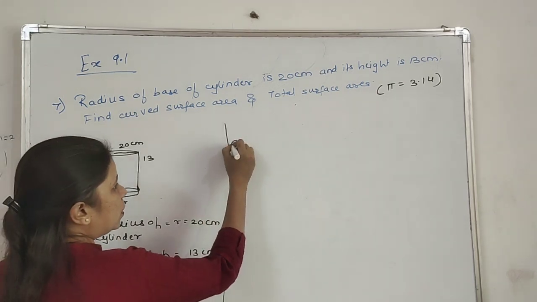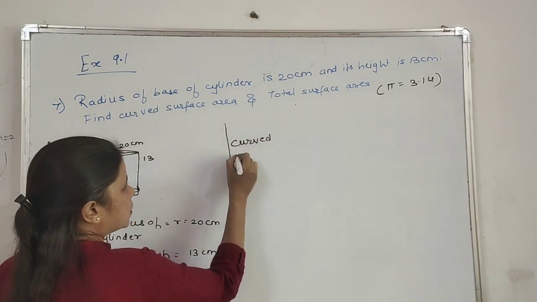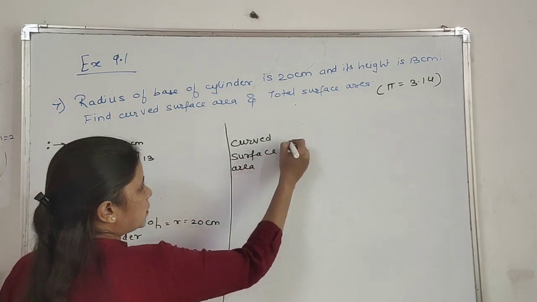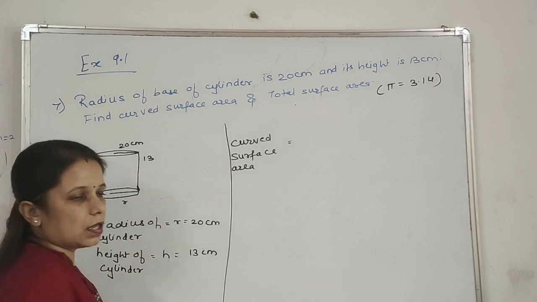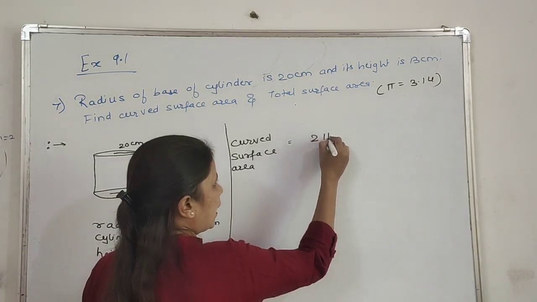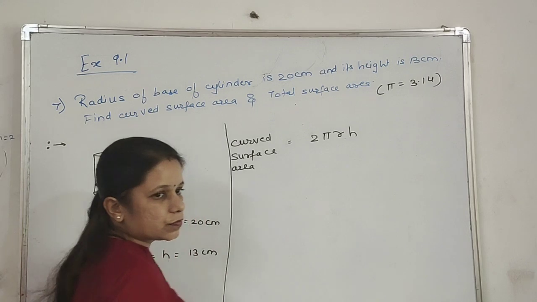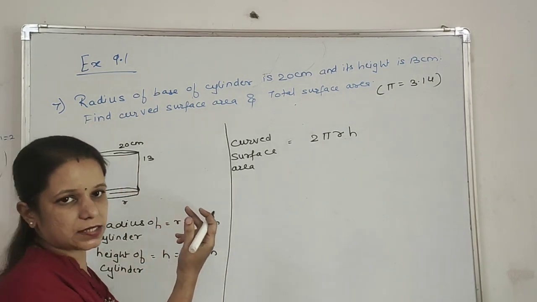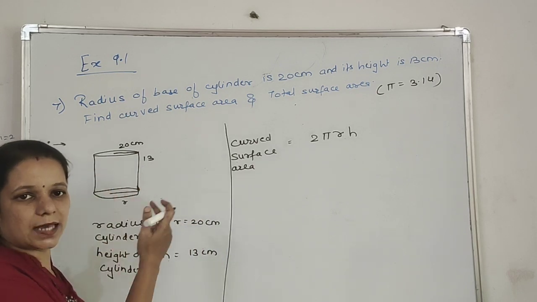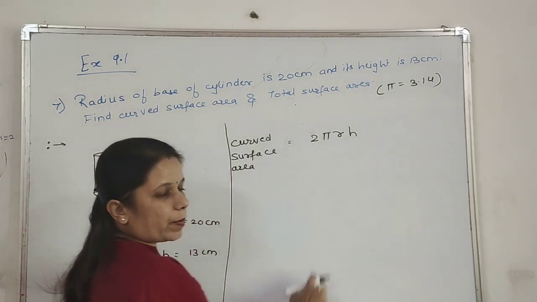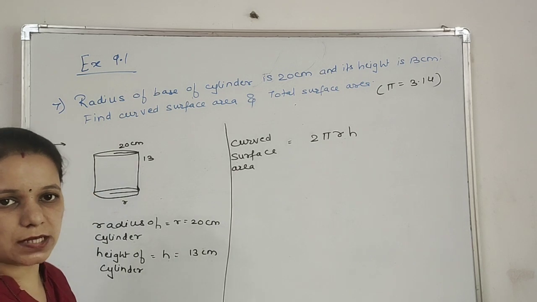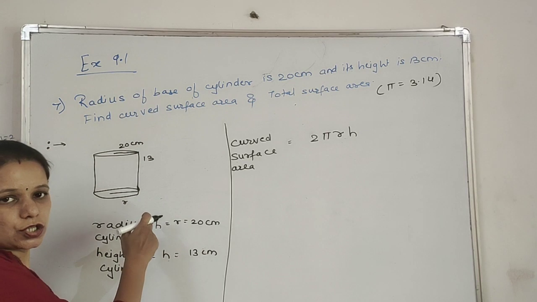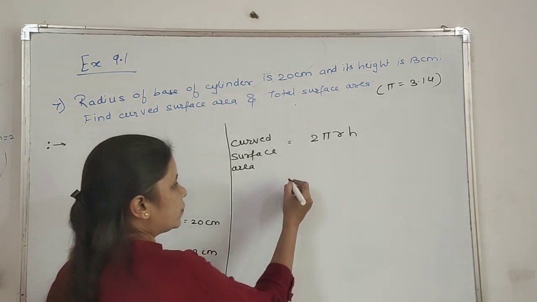So curved surface area is given by the formula 2 pi r h. For cylinder, the curved surface area means the circular surface area. So it is like circumference of the circle, that is 2 pi r, you have studied it in the previous classes, into height of the cylinder, that will be h. So this is the formula for curved surface area.